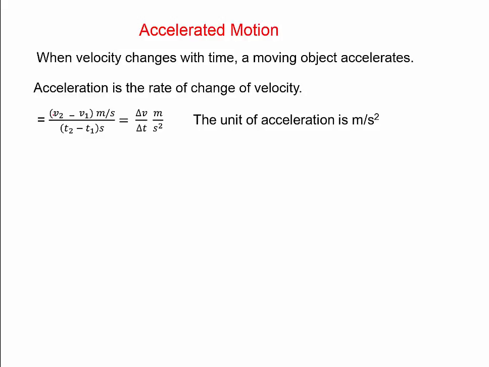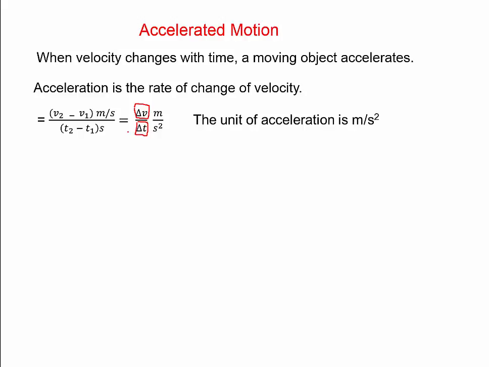So, if the velocity changes from an initial value v1 to a final value v2, then the change in velocity is v2 minus v1 in meter per second. And that change occurred in a time interval t2 minus t1 in second. And the change in velocity we represent as delta v. You know by now that notation. Delta v, the change in velocity, v2 minus v1. And the change in time is delta t. So acceleration is change in velocity divided by the change in time.